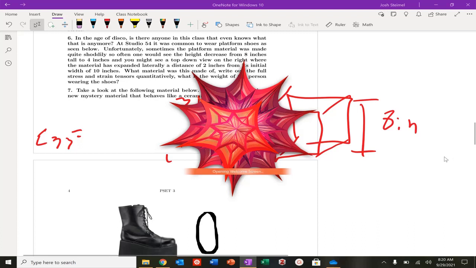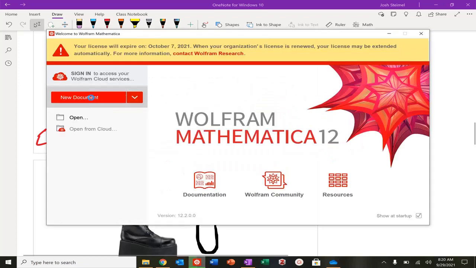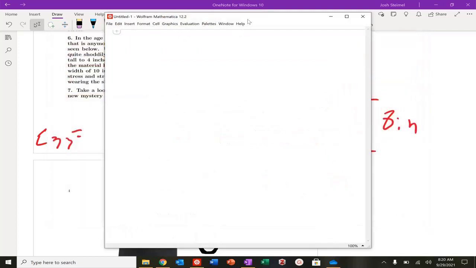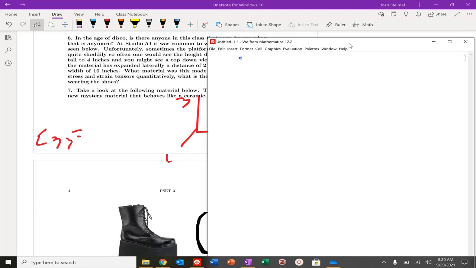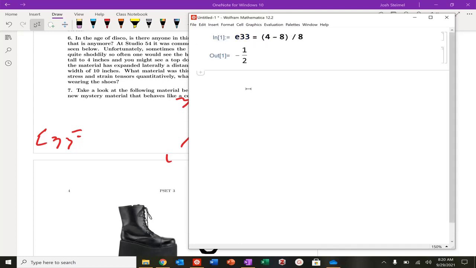Let's continue. Open up Mathematica. There we go. All right. So my strain in the 3-3 is equal to, let me zoom in again here, my finite dimension, 4, minus 8 divided by 8. So that's my strain in the 3-3.